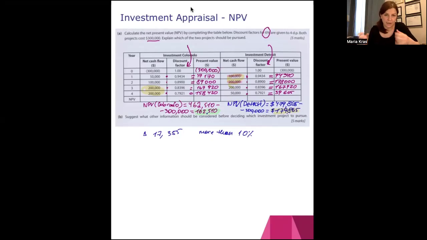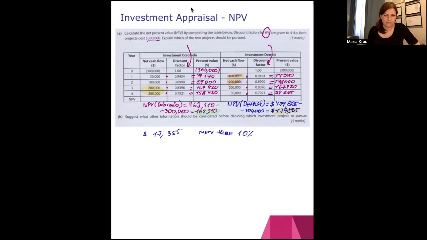So considering quantitative appraisal methods, clearly the Detroit project is more appealing to you. It has a higher NPV. It has a shorter payback period. We haven't calculated the ARR. It's going to be the same because the ARR does not consider the time value of money. But from a quantitative perspective, it looks like the project Detroit is more appealing to us.